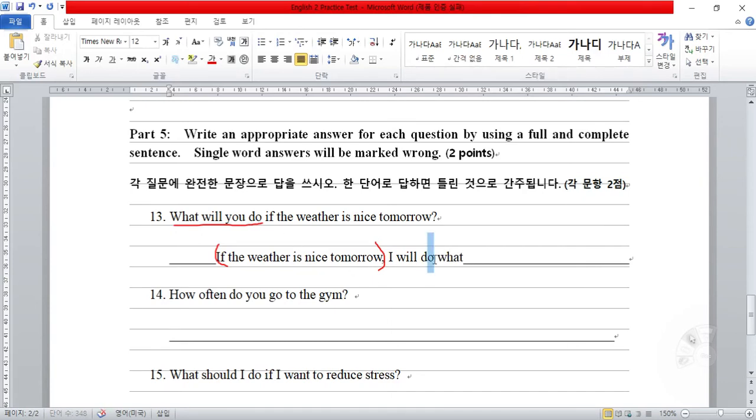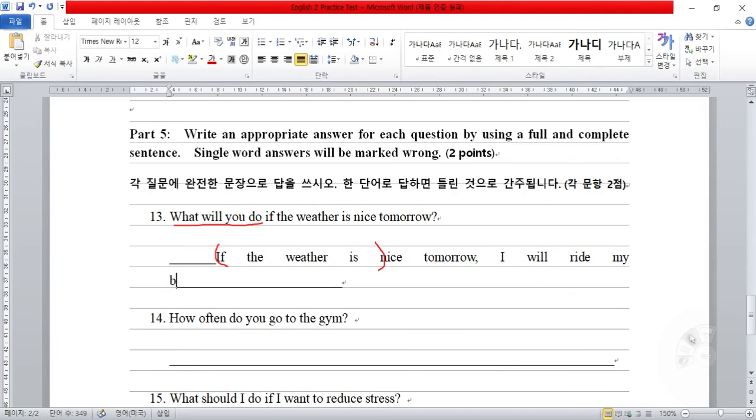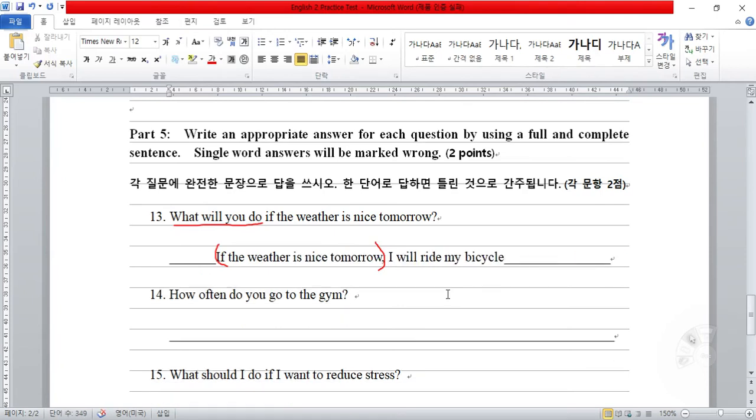So you can't just write that. You can't just phrase the first four words there. You have to answer the question. So if the weather is nice tomorrow, I will ride my bicycle. Good.